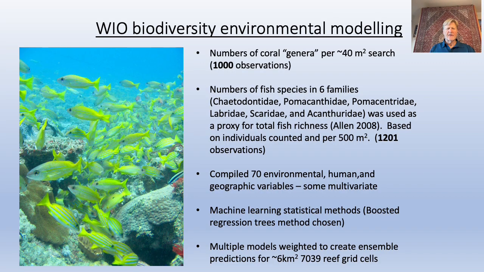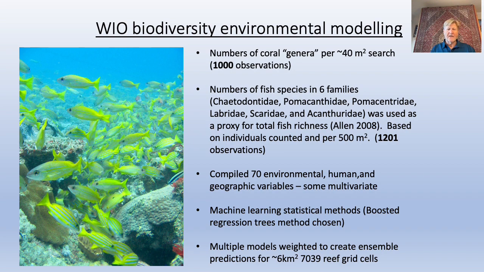So the specifics of this modeling involved the data we collected on species richness in corals and fish. We used a search sampling method and obtained 1,000 observations from ourselves and our collaborators. And we obtained 1,200 observations on a number of fish in 6 families. These families are known to be highly diverse species and good predictors of total diversity of coral reef fishes.